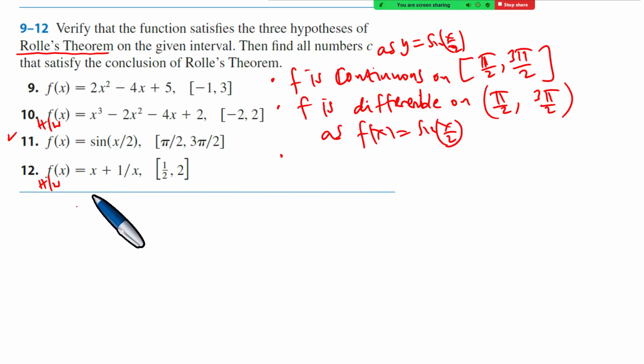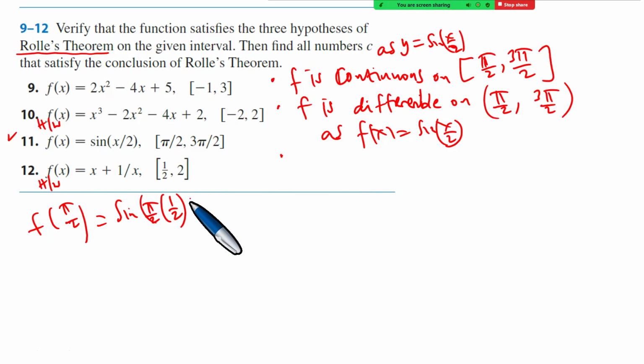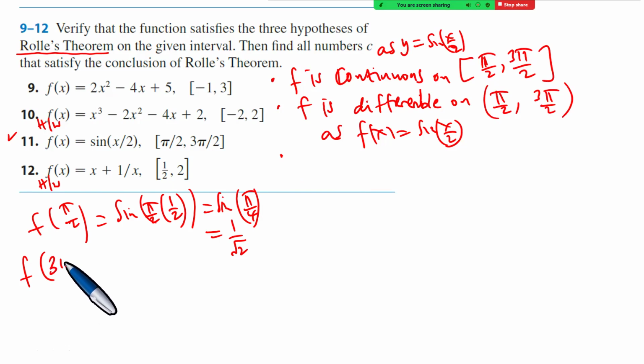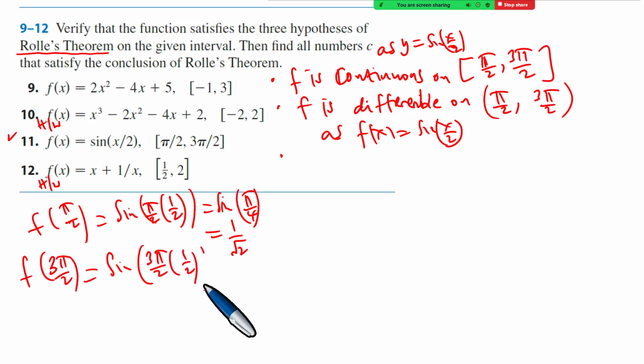The third condition is we need to check. So we're going to evaluate f of pi over 2. Sine of pi over 2 over 2, that is sine of pi over 4, and therefore this is 1 over the square root of 2. Then f of 3 pi over 2, the sine of 3 pi over 2 over 2.